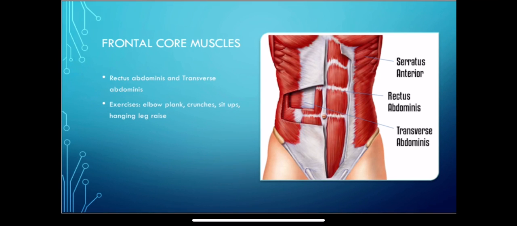Alright, so for the first group of core muscles, we've got the frontal that we're going to go over, and that'll be made up of the rectus abdominis and the transverse abdominis mainly. Some exercises we can do to focus on these parts of the body are elbow planks, crunches, sit-ups, and hanging leg raises. If you've got a bar you can hang on to, those are really effective for this as well. So we'll go over a couple of these real shortly.